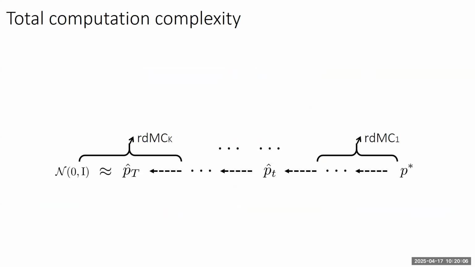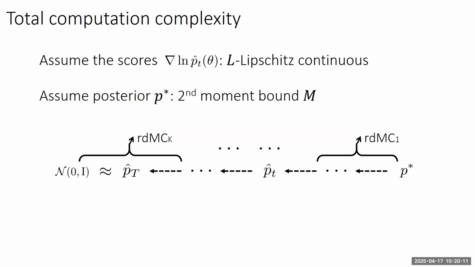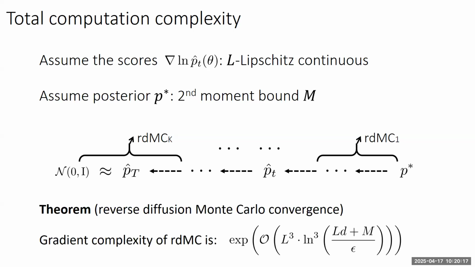And so overall, the theorem basically says that if we assume that scores are Lipschitz continuous and assume that the posterior has a finite second moment bound, then the total computation complexity of reverse diffusion Monte Carlo scales exponentially with the Lipschitzness, but quasi-polynomially with everything else. So this extends the horizon of the tractable problems that we can deal with in the Monte Carlo problem. Okay, so that's the part about making use of the reverse diffusion process to help with Monte Carlo problems.